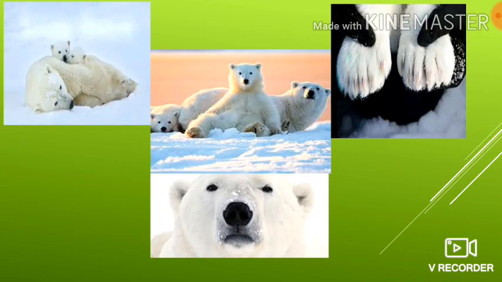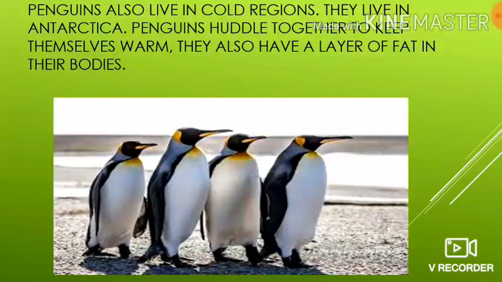And students, the next example is the penguin. Penguins also live in cold regions, in Antarctica. Penguins huddle together to keep themselves warm, and they also have a layer of fat in their bodies.